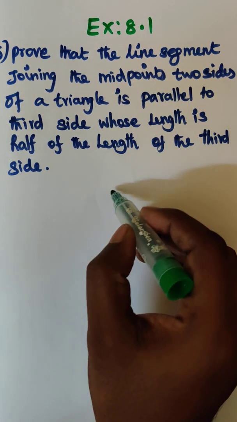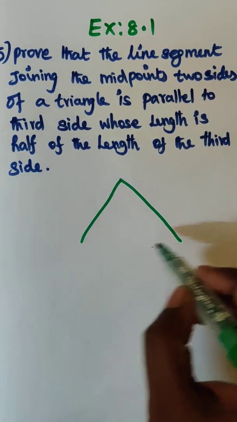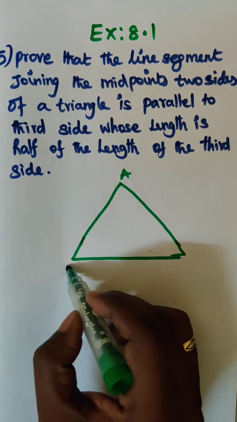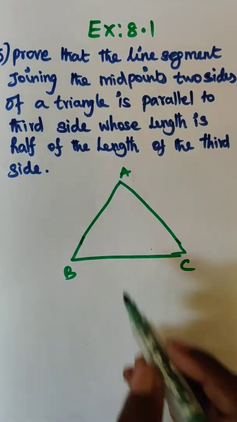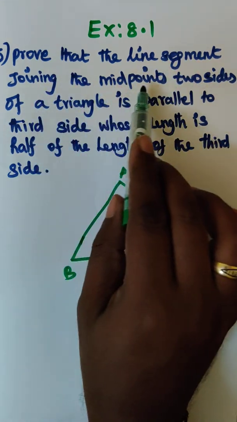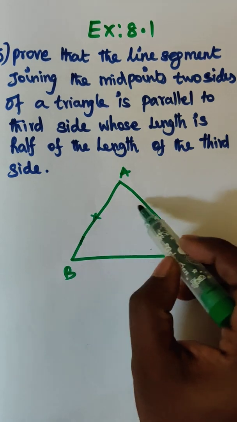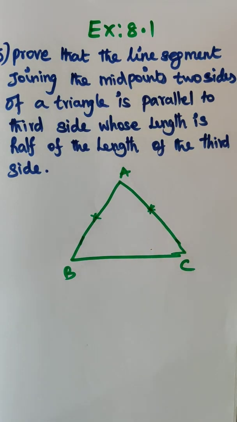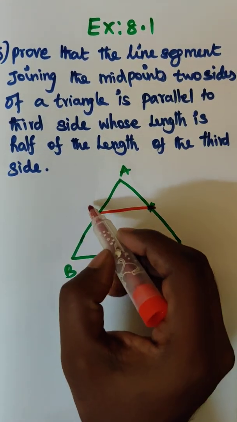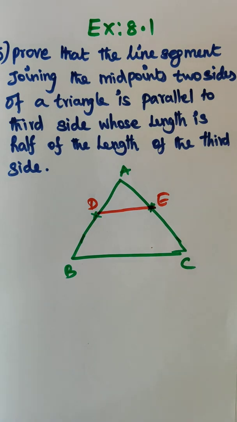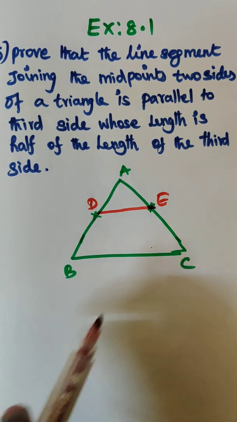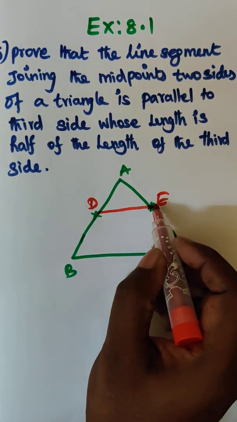So first let us take a triangle ABC. So A, B, C. The line segment joins the midpoints of two sides. Two sides I am taking this side and this side. The midpoints of these two sides are D and E. So we can prove that DE vector is equal to half of the third side.